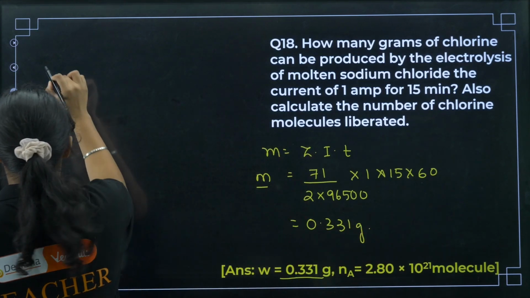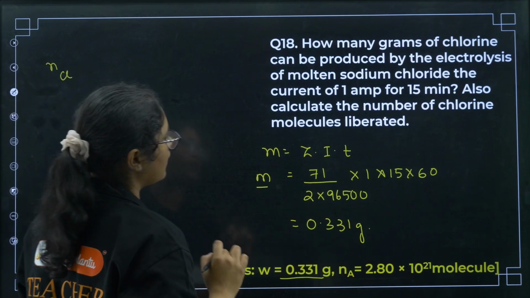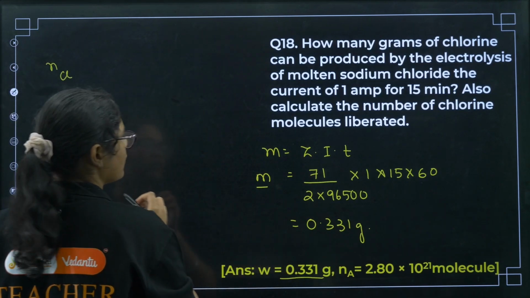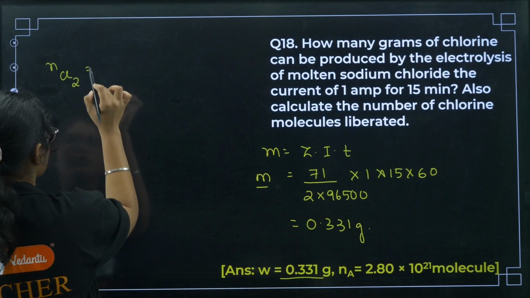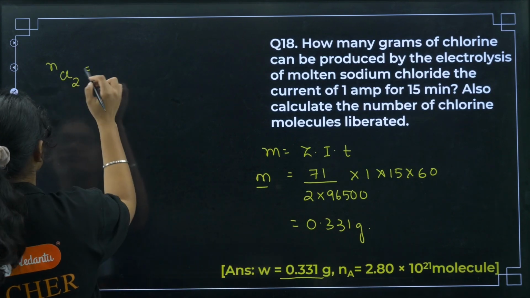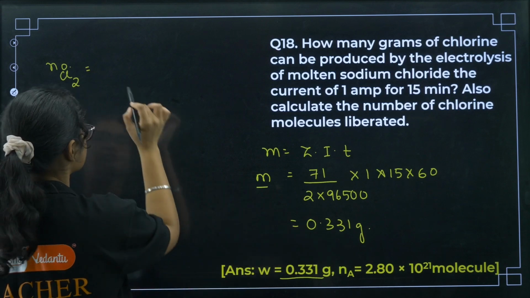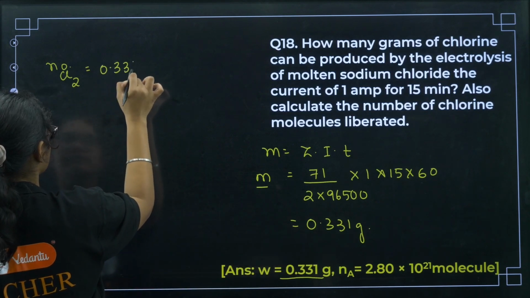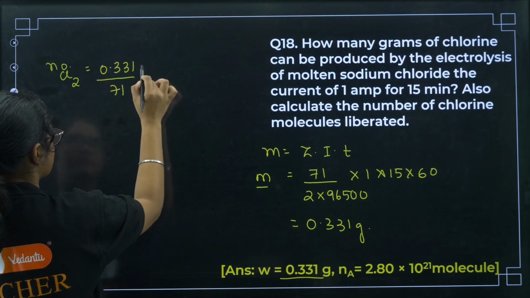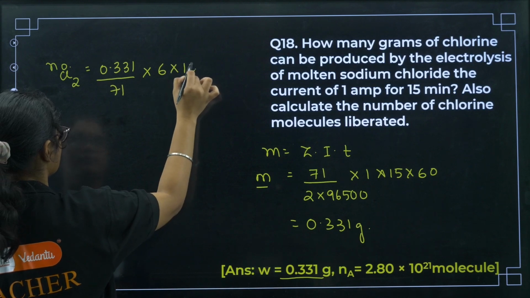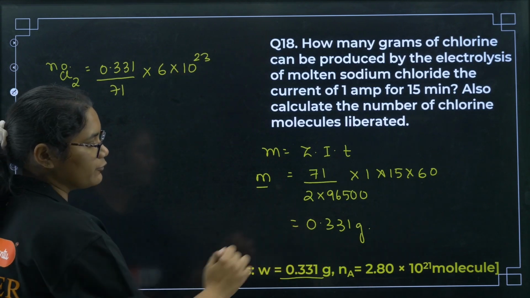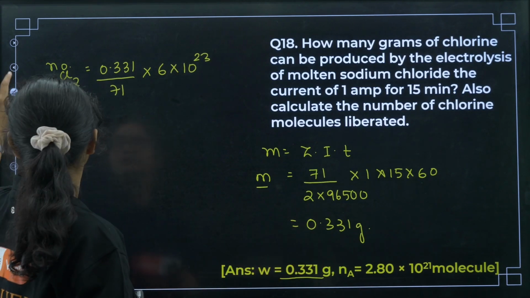Then what will be the number of Cl2 molecules, right? So first moles, or I can just calculate number of Cl2 molecules. First you should convert it to moles. So given mass by molar mass, this is number of moles into Avogadro number. So that will give you the total number of molecules.